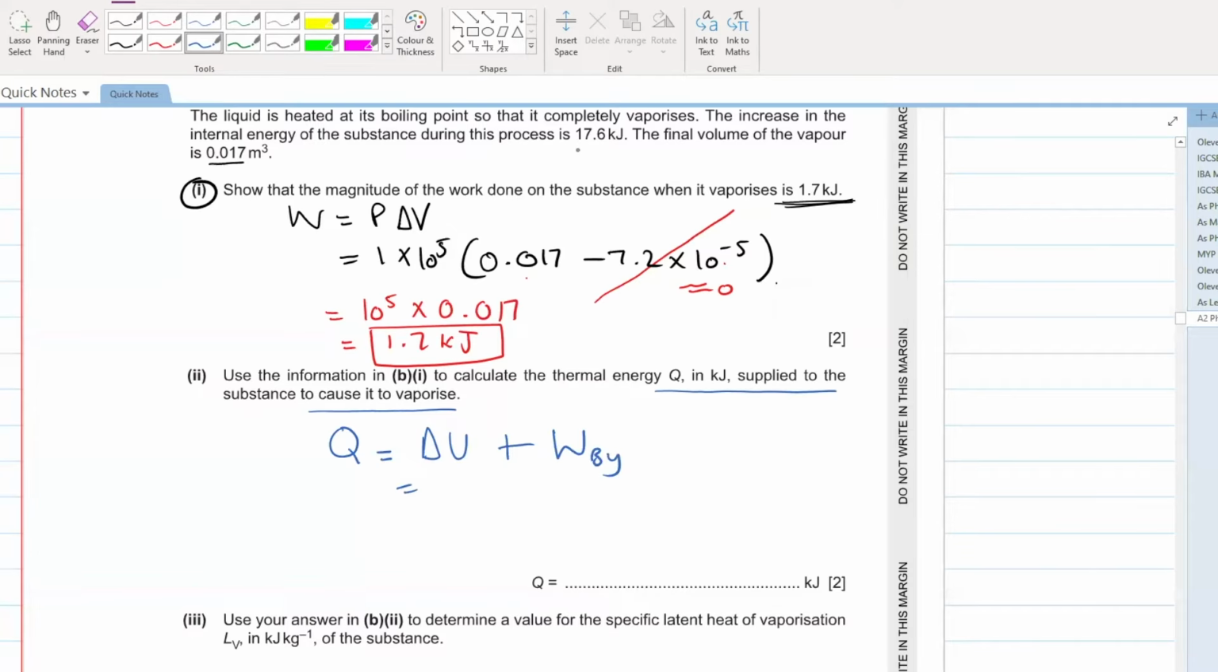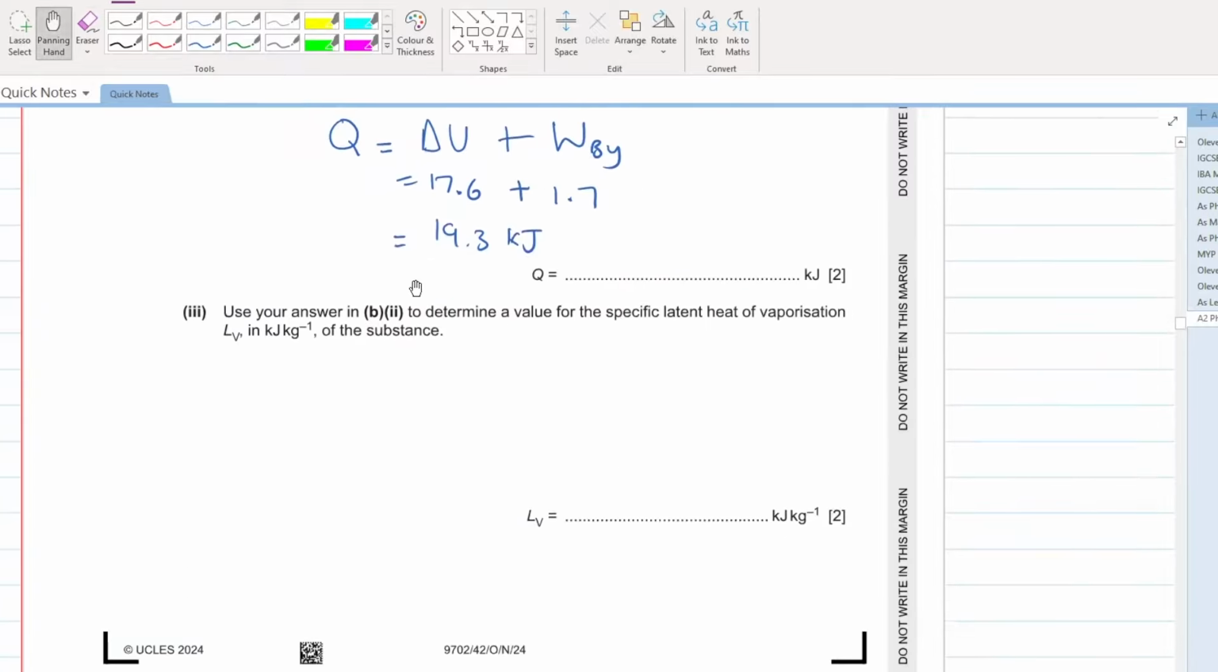What is your change in internal energy? 17.6 kilojoules. What is your work done by the gas? 1.7. Can anyone tell me what the answer will be here? The answer will be 19.3 kilojoules. Literally the easiest question of them all.